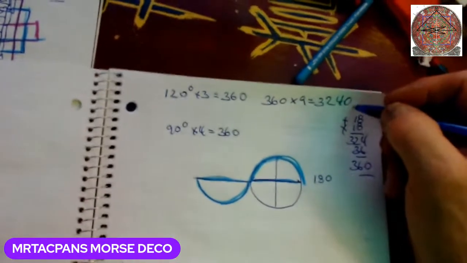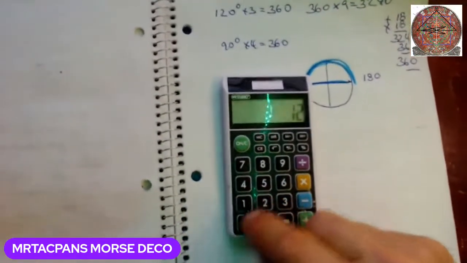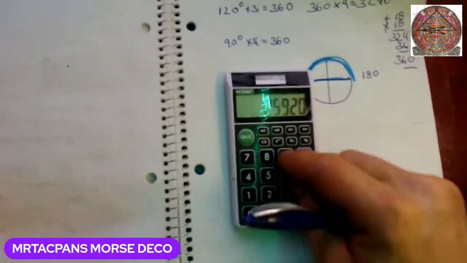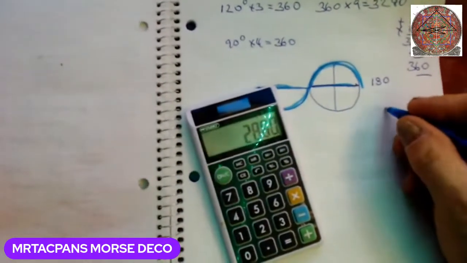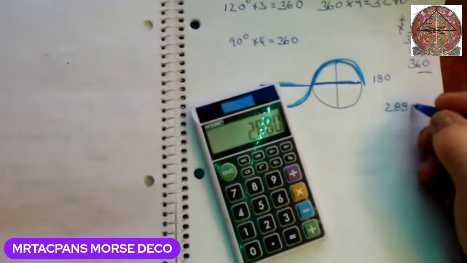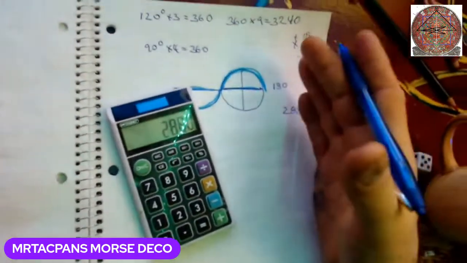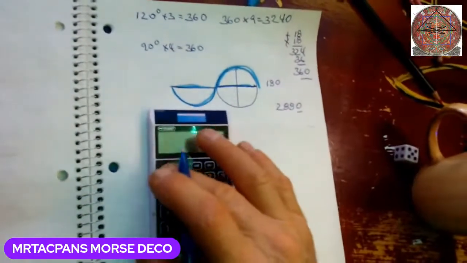Where else was I going to go with this? I'm just trying to see how that fits into the Mayan calendar. 120, 25,920 divided by 90 equals 2880, which is 2 days. So it's half of the cycle, 2 days to get into that Mayan calendar.